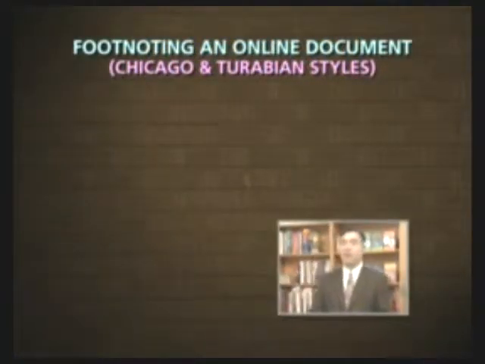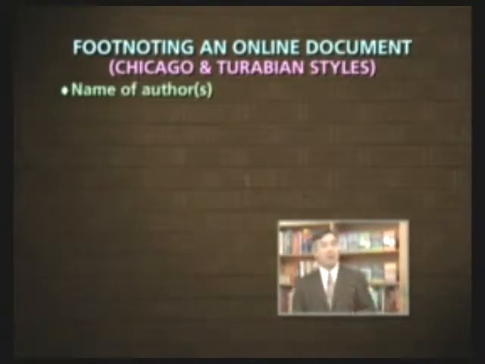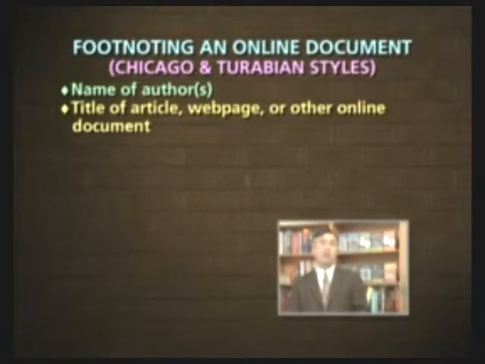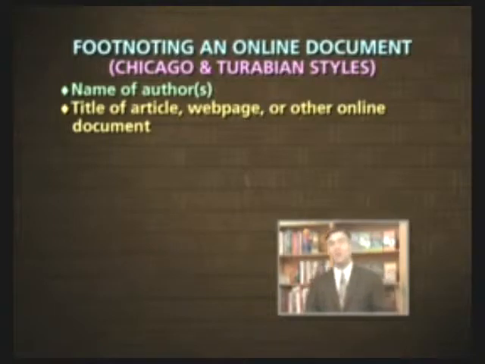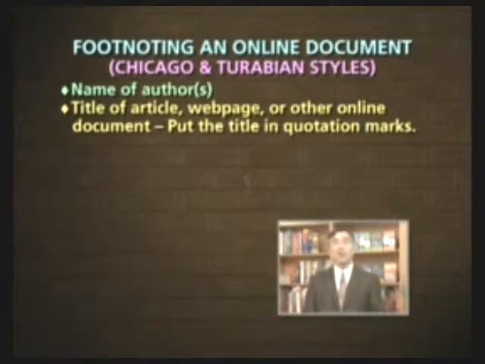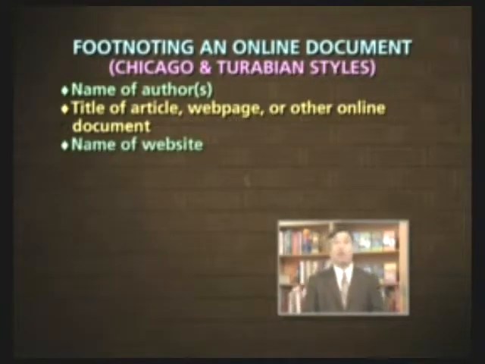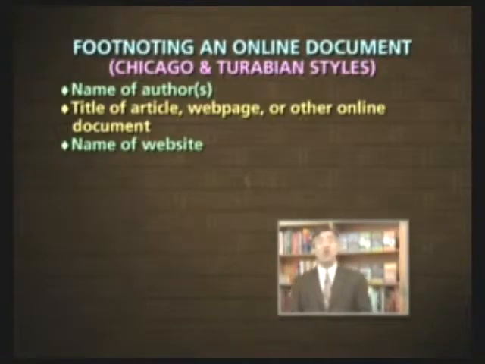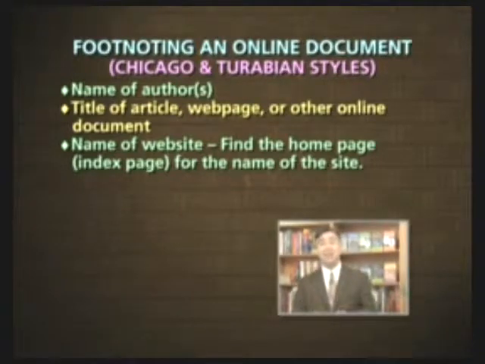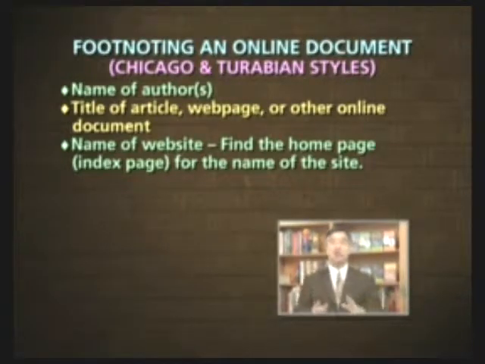Finally, for an online document, your footnote should contain the following information in this order. First, the name of the author or authors of the document you're citing. Next, the title of the article, web page, or other online document. This may take a bit of searching since every web page has its own design and there's little standardization. So scroll up and down the page until you find the title, and in this footnote, put the title in quotation marks. Next, the name of the website. This may take some searching as well. You may need to click through links on the site until you find the home page, also called the index page, where the name of the entire site is usually provided.